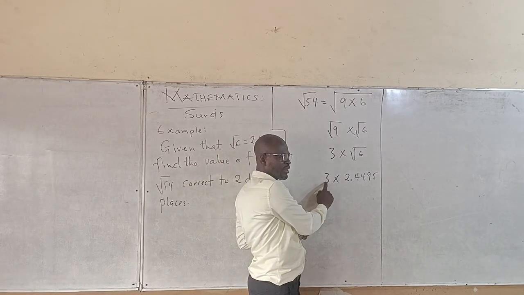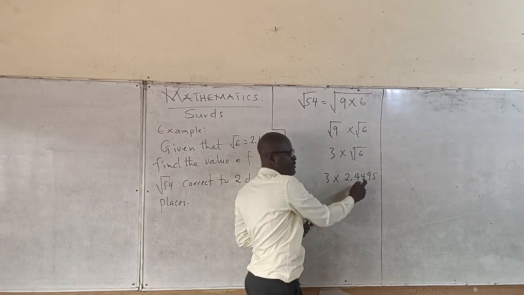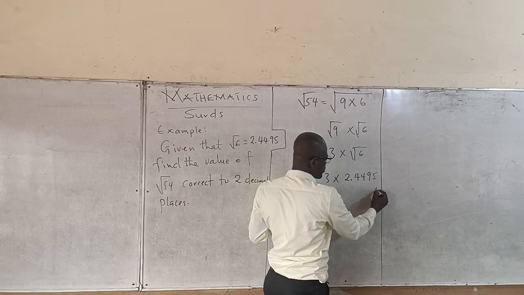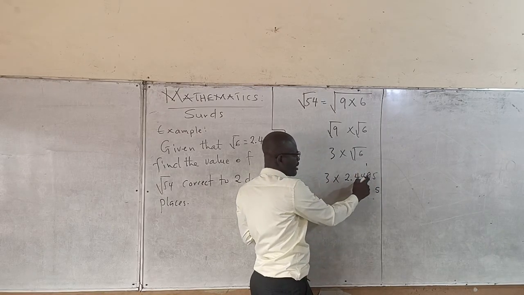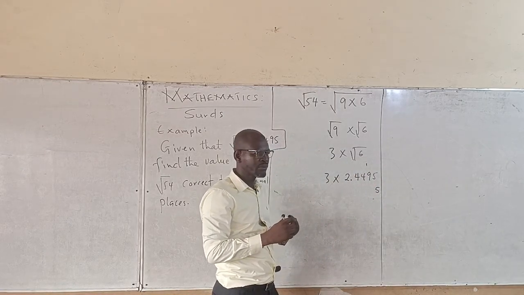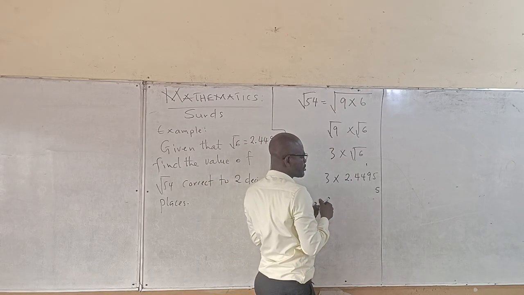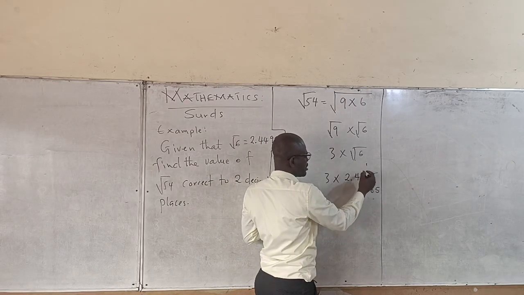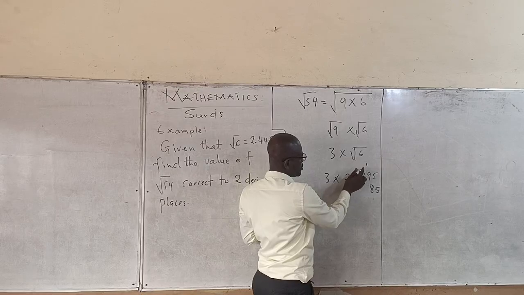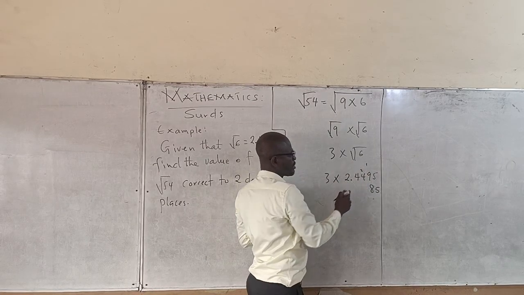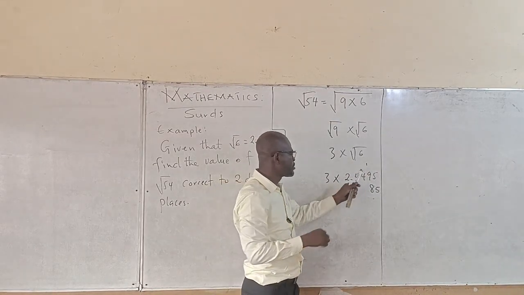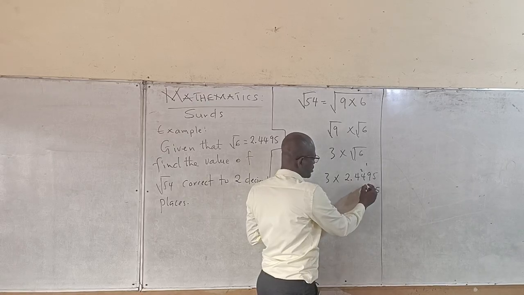Now pick the 3, multiply by 5. 3 times 5 is what? 15. So we write 5, carry 1. 3 times 9 is what? 27 plus the 1 makes 28. So write the 8, carry 2. Then 3 times 4 is what? 12 plus the 2 is 14. So write 4, carry 1.